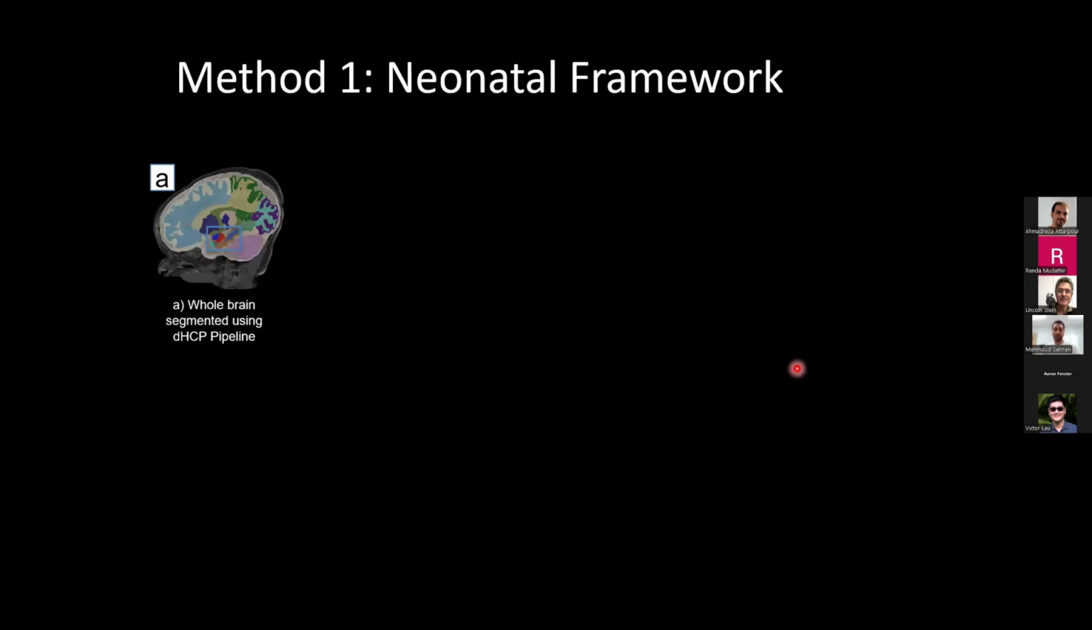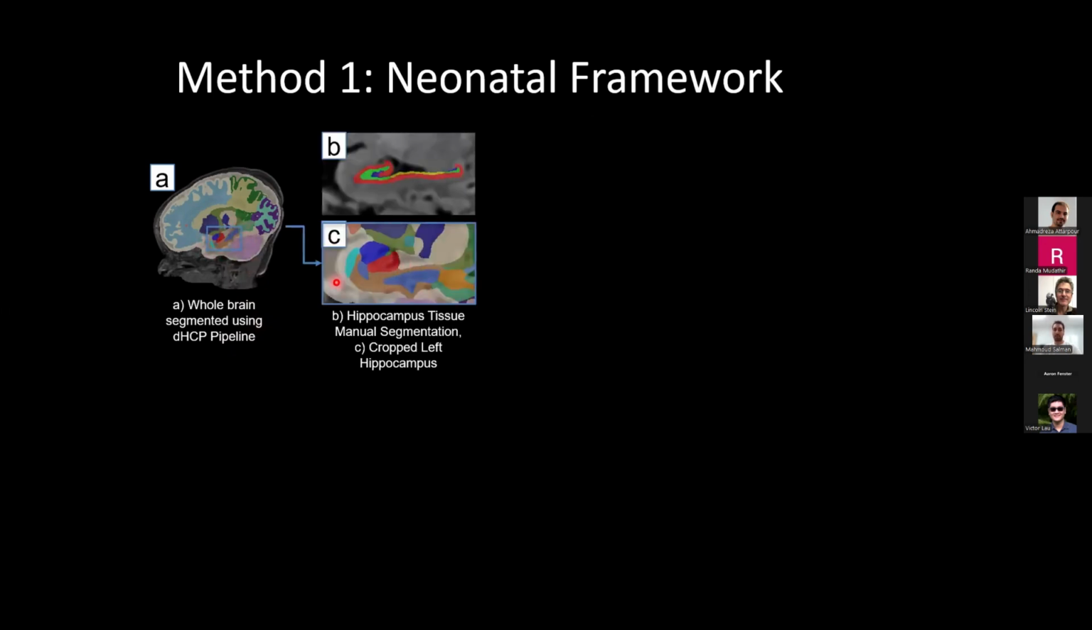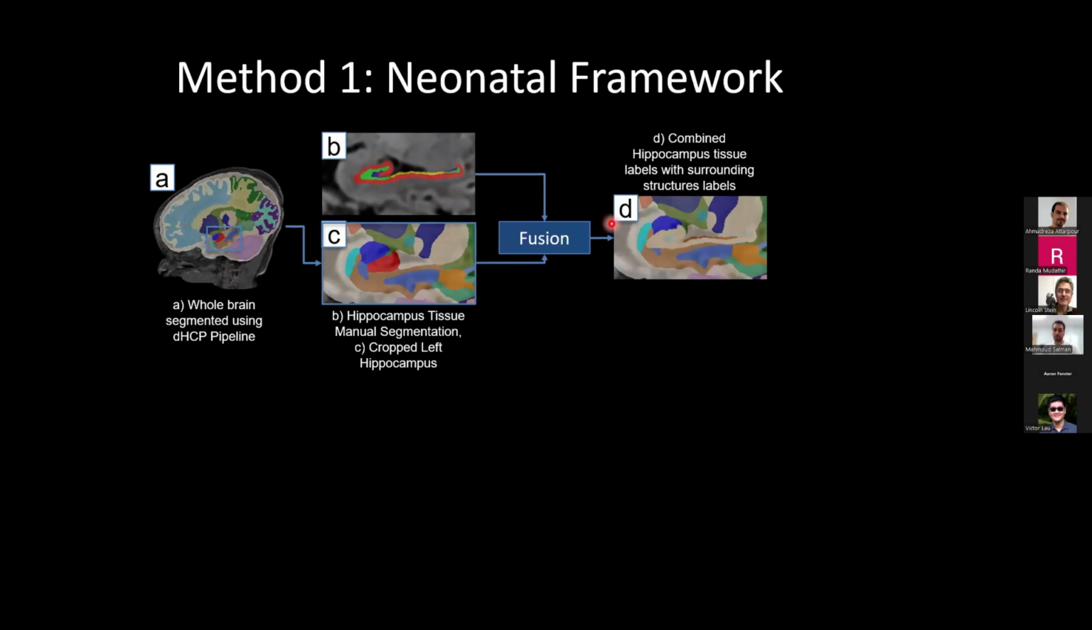So what we did in our neonatal framework: first, we have the whole brain segmented using the DHCP pipeline with different brain structures. If we want to focus on this ROI, which is our hippocampus slice here, the DHCP hippocampus segmentation is this red one, which is actually not that accurate. So we manually segmented the hippocampus tissue labels, as we can see here. And if we have both segmentations, all the structures in the image as well as the hippocampus segmented here, we can do fusion. So we can fuse both labels with each other.